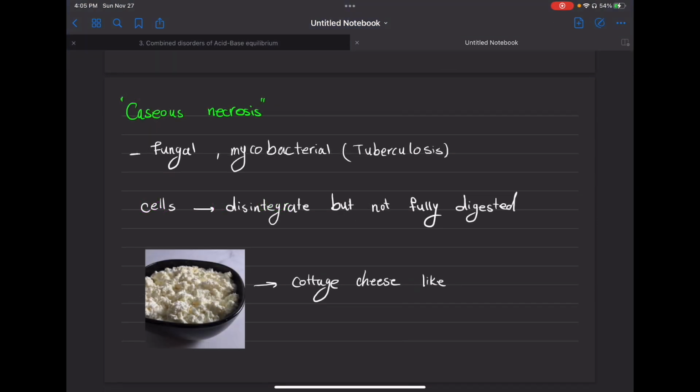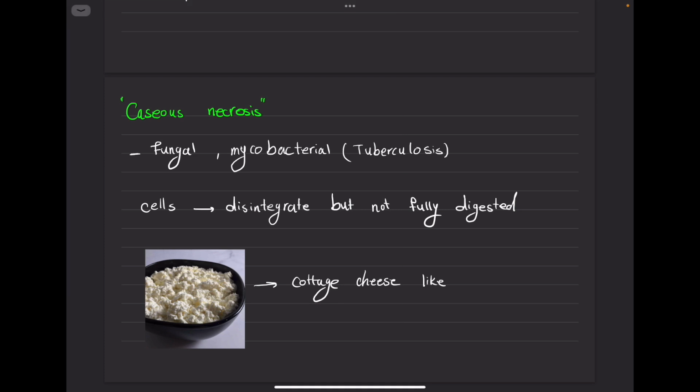The other type of necrosis is caseous necrosis. It usually happens because of some fungi or some mycobacteria like tuberculosis. And in this type, the cells disintegrate, but they are not fully digested. And the appearance of the tissue is cottage cheese-like.